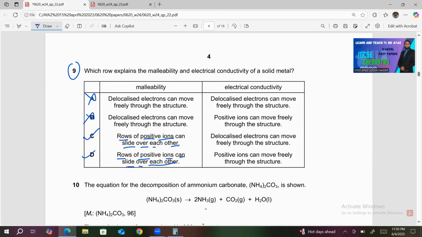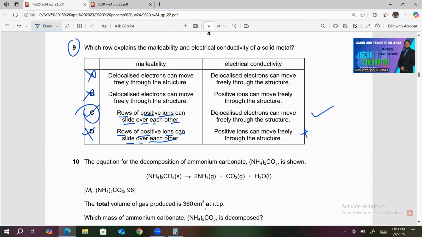Now let's see this C and D, electrical conductivity. Delocalized electrons can move freely through the structure. This is correct. Positive ions can move freely through the structure. This is incorrect. So C must be the right answer in this case. MCQ number 10.